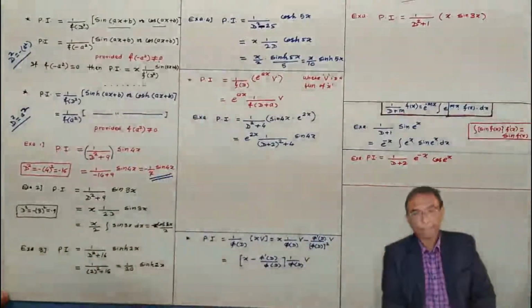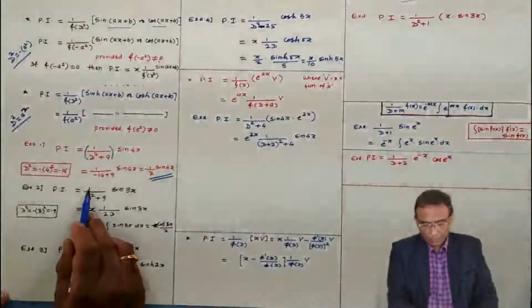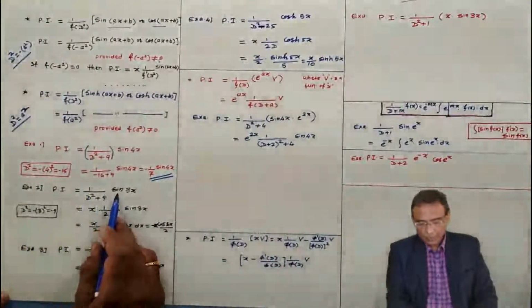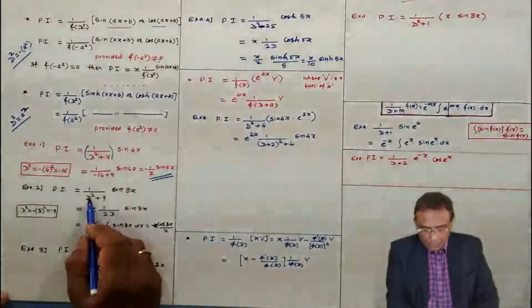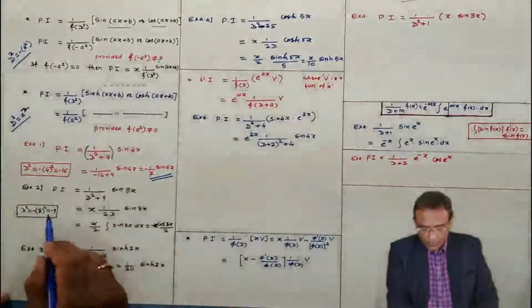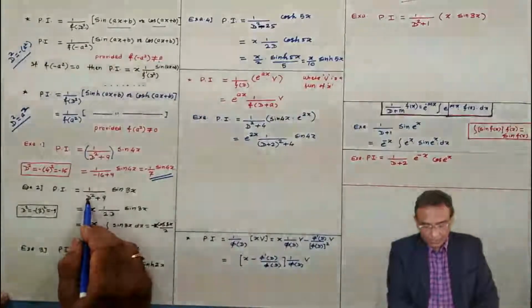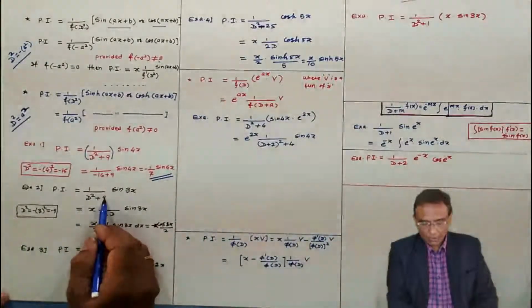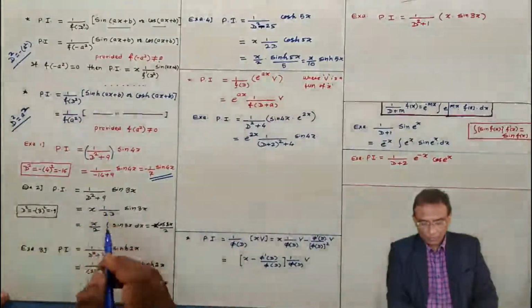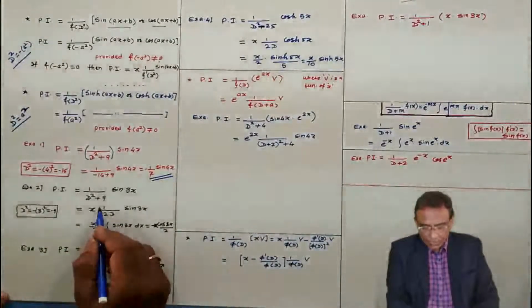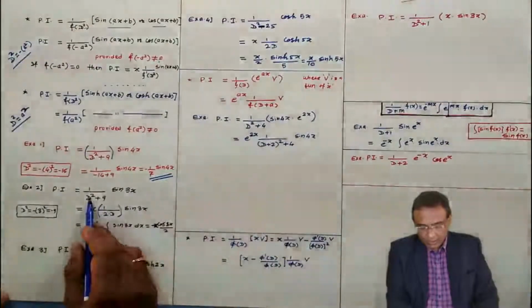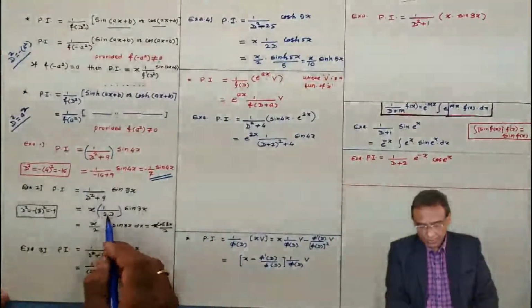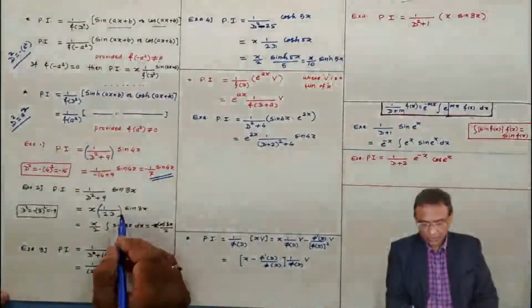Now, the next problem: 1 by D square plus 9 on sin 3x, particular integral we are going to find. But if you put D square equal to minus 3 square, meaning minus 9, plus 9 will be 0. So what will you have to do? Write x outside of the operator. Take the derivative of the denominator separately. Derivative of D square is 2D, derivative of 9 is 0, no need to write 0.